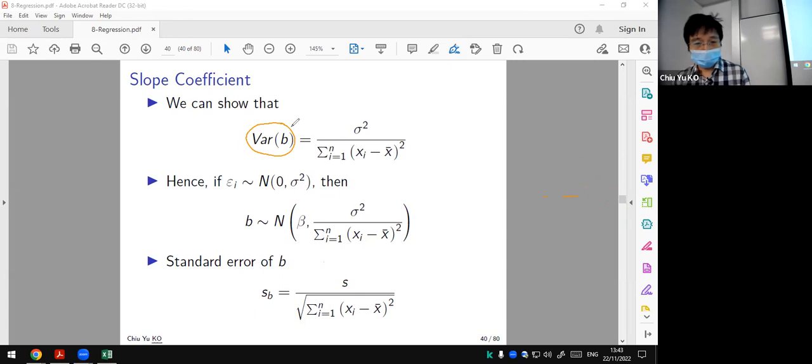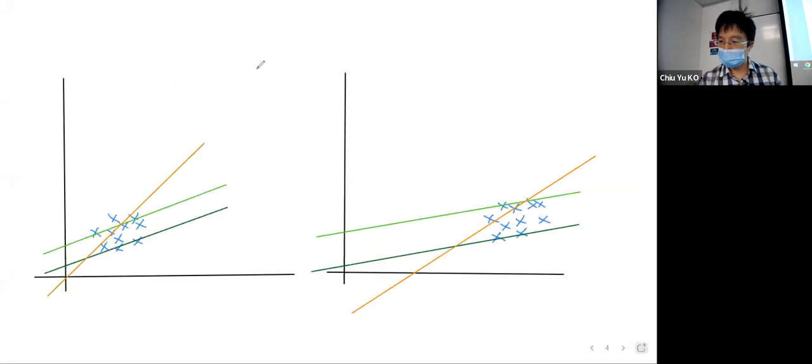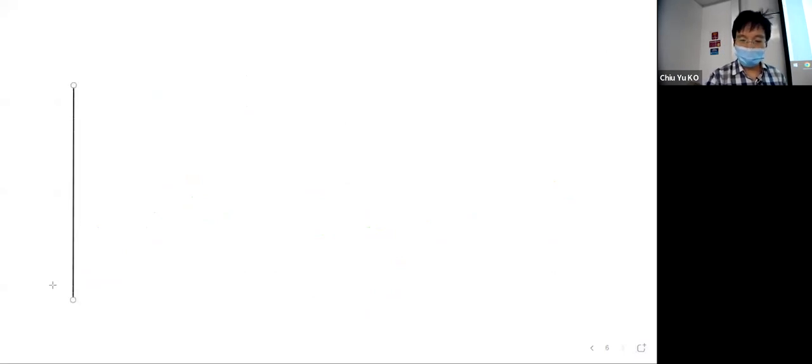Probably not surprising to you, B is related to sigma squared. The more variation in the data, the more variation in B. It just means the following. Let me draw the picture. So you can see why there is so much interference.